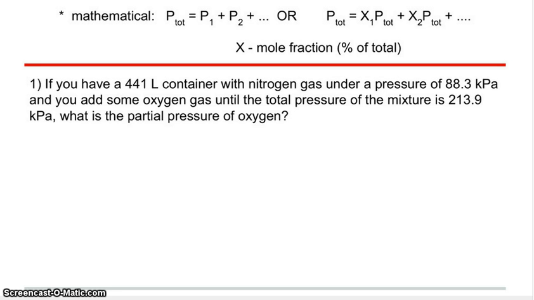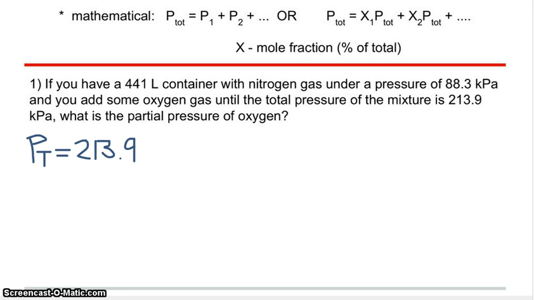All right, so number one, if you have a 441 liter container of nitrogen gas under a pressure of 88.3 kilopascals, and you add some oxygen gas until the total pressure of the mixture is 213.9 kilopascals, what is the partial pressure of oxygen? Well, right away we can write out the pieces that we know, and we know that we have a total pressure of 213.9.